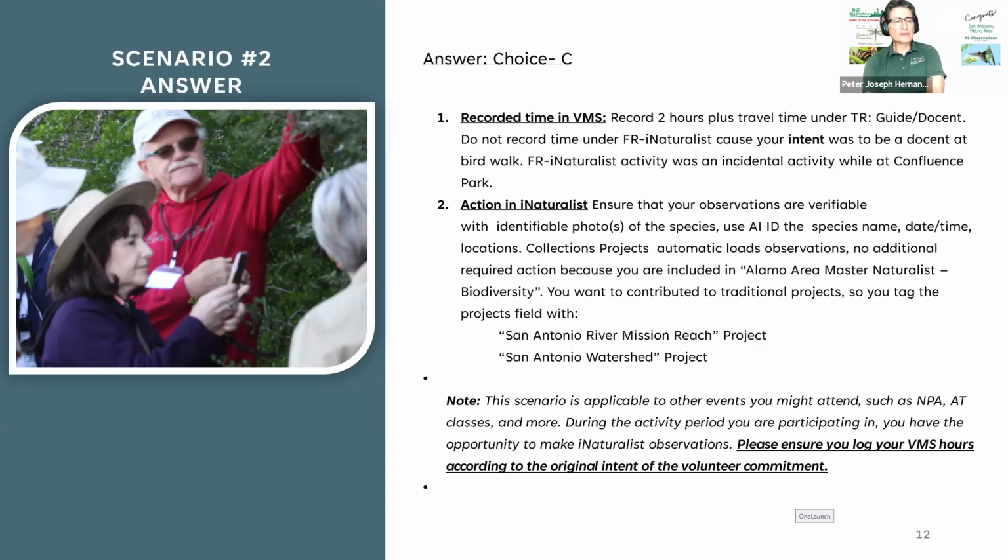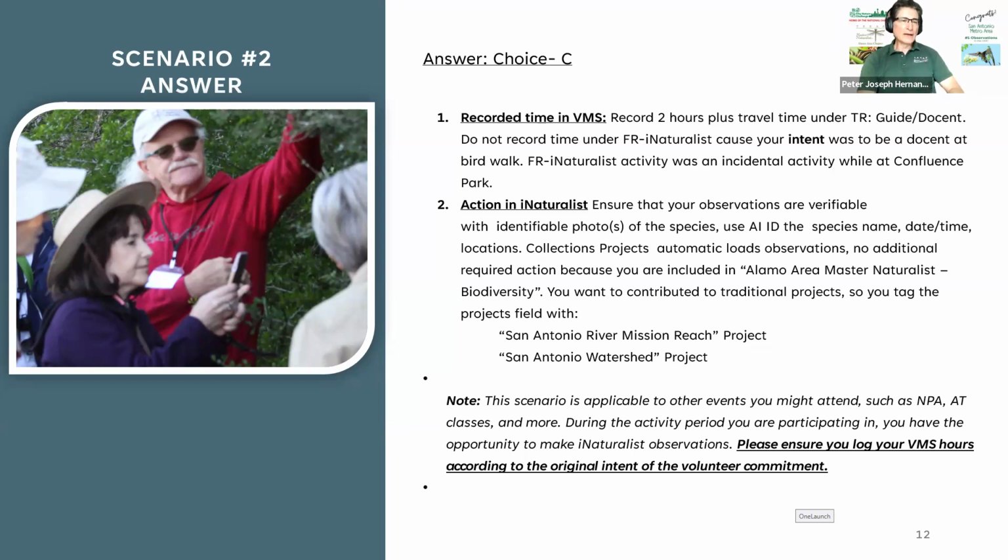So the scenario here is to emphasize that your intent is to go do docent work, even if you spend some time doing some iNaturalist within that docent time. That also applies to NPA or Nature Public Access if you're out there pulling out on a salsa squad or pulling out invasives or doing a walk for Native Plant Society as another TR, or doing advanced training. And that's your intentions of going out there and you do some iNaturalist, charge it to your intended observations. So please, please ensure that you log your VMS hours according to the original intent of volunteer commitment.